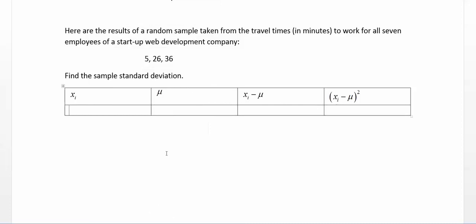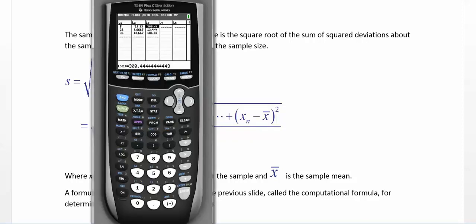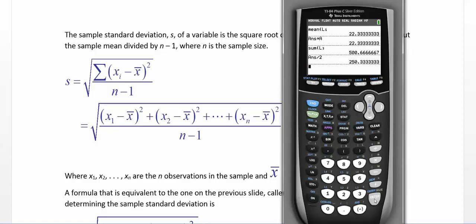Okay, and then let me go back up top to the formula. So the formula says sum the squared, so sum list 3 and then divide by n minus 1. All right, so go back to here, and then we want sum, which is under math. And this time I want to sum up list 3. And then I'm going to divide that by 2. And then I want to take that number and square root it. And that gives me a standard deviation of 15.82.